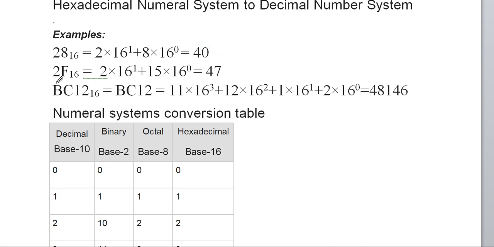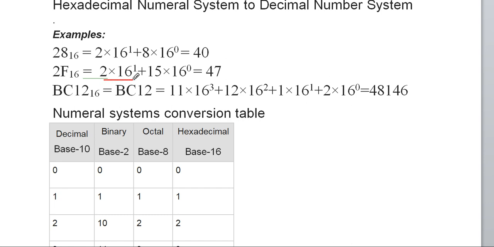In a similar way, 2F is a hexadecimal number, where 2 is equivalent to the decimal number 2, and F is equivalent to 16. Sorry, it's not 16, it is 15. Because 15 in the decimal number system is equivalent to F in the hexadecimal number system.